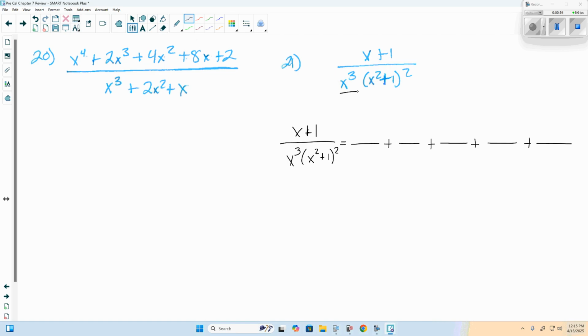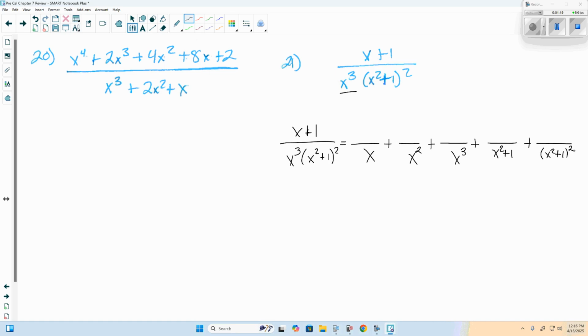Now, for our x to the third, the denominators would be x, x squared, and then x to the third. For the x squared plus 1, we would have x squared plus 1 to the first, and then x squared plus 1 squared. So we have 5 possible fractions for this here.